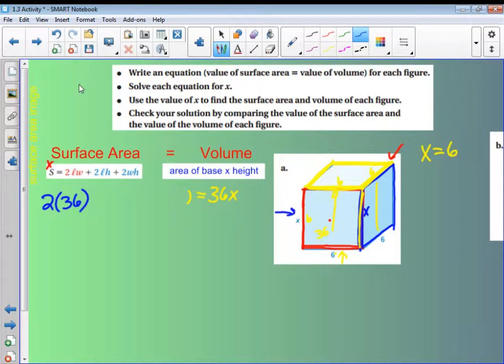Okay, that was my front and my back. Then I've got my right and left. So this was 6 here. So 6 times 6 is 36. There's another one there. So there's 2 36's. And then we already knew the top was 6 times 6.